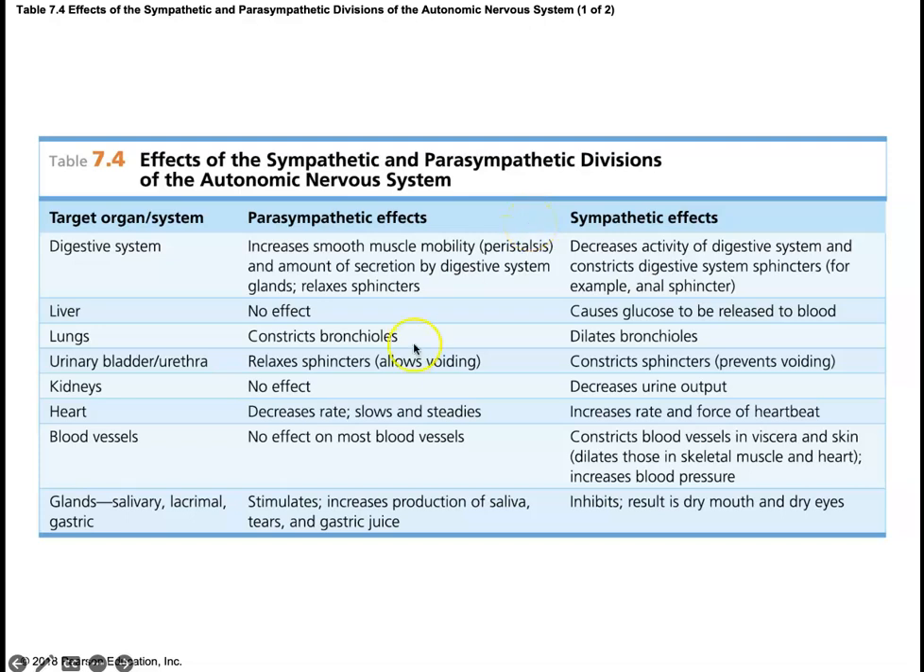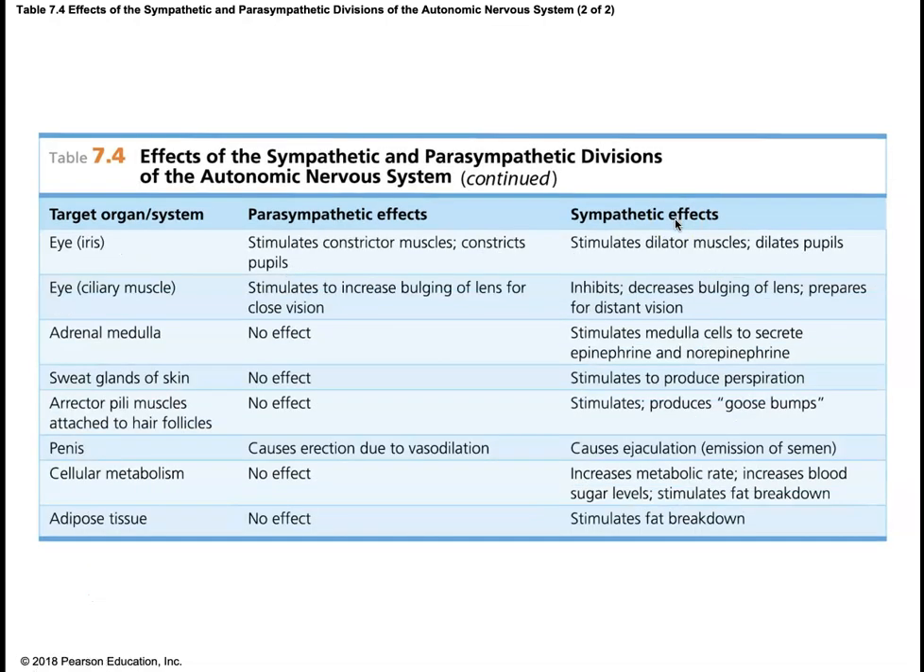With these next tables, what you're seeing is the organ system, what the parasympathetic system does, and what the sympathetic system does. So you're looking at the effects of these, all right? And so that's the end of the nervous system.